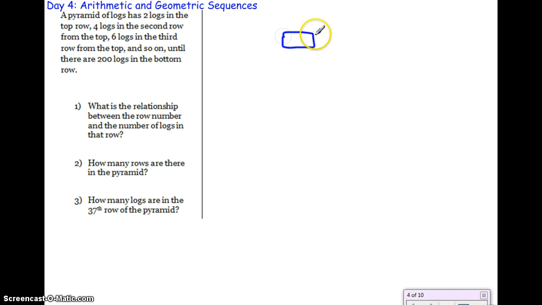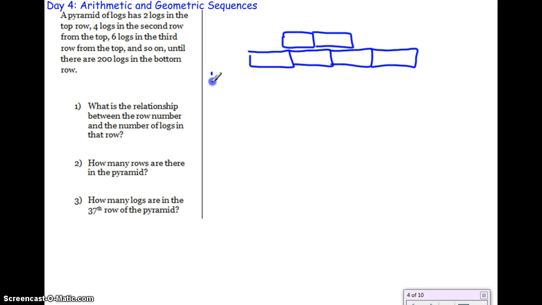Here's one log, here's another log. And then four logs in the second row. So now we've got 1, 2, 3, and 4. And then I've got 6 logs in the third row. And this is going to continue, okay?